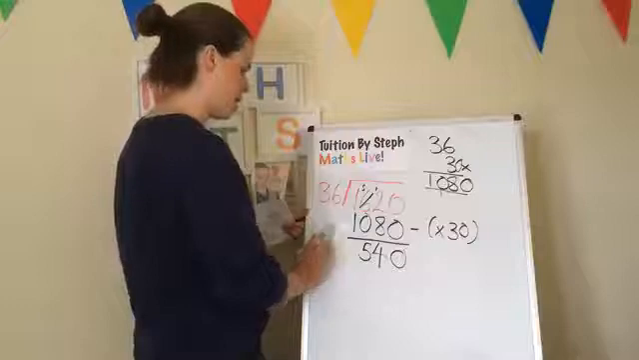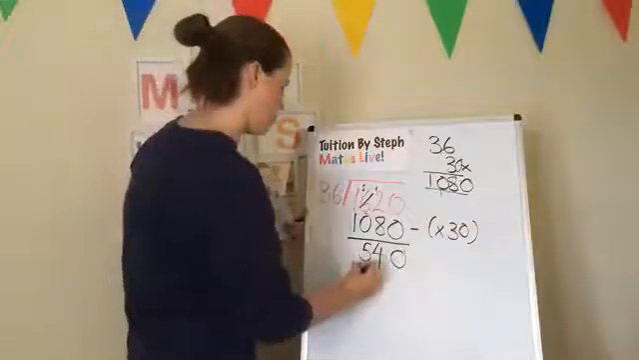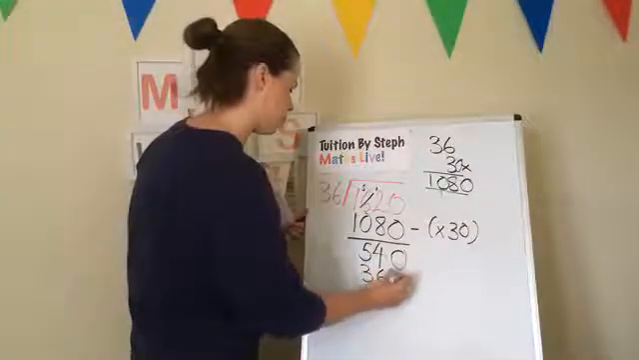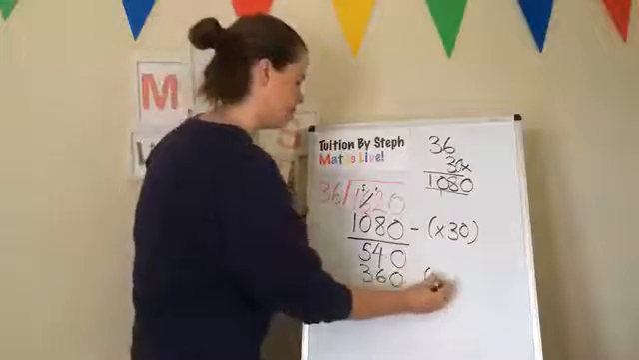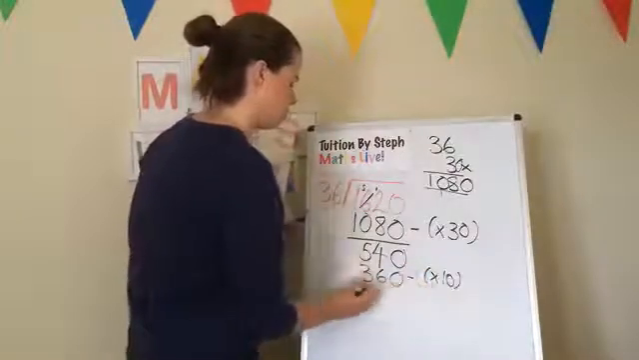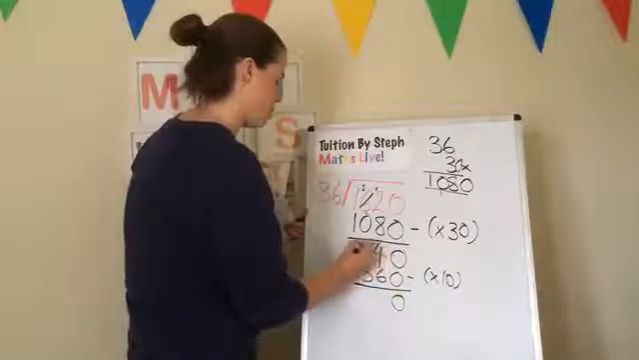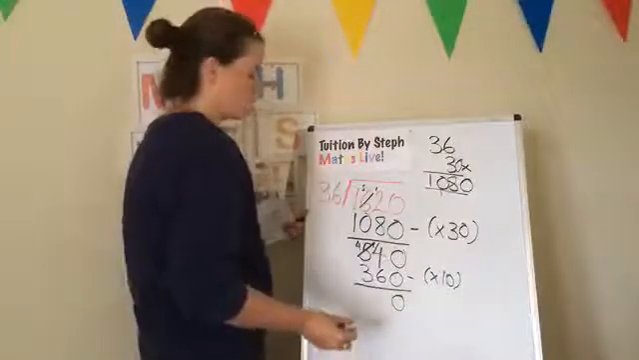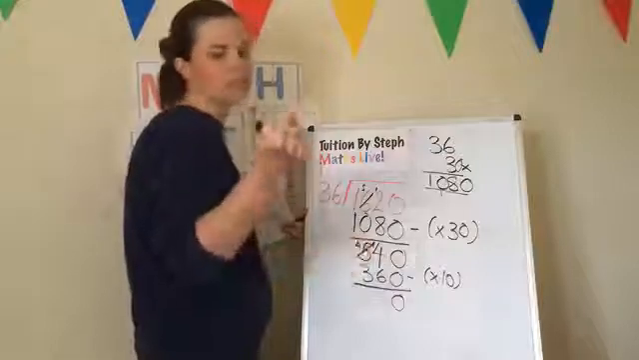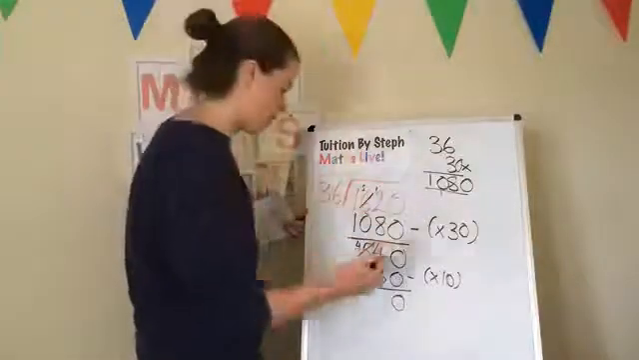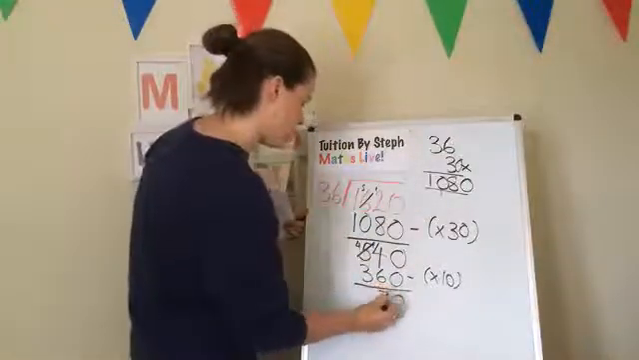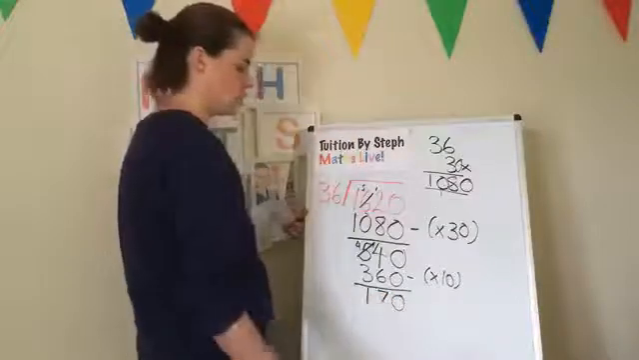540. Now then, I'm going to take away 360, because that's 10 times 36. So 0 take away 0 is 0. 5, make that into 4. So it's 14, 12, 11, 10, 9, 8, 7. So that leaves me with 170.